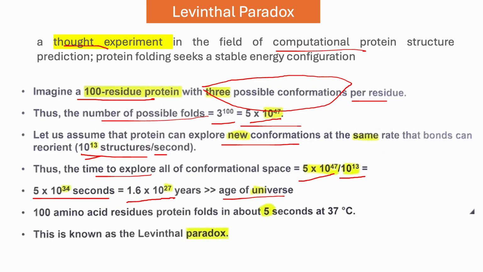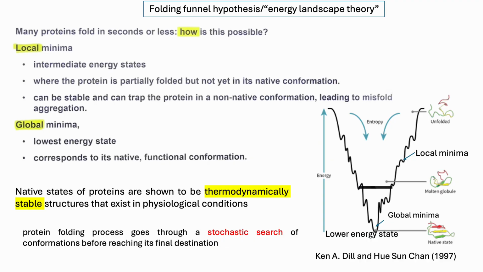But actually at 37 degrees Celsius, a 100 amino acid residue protein can fold within a few seconds or even within milliseconds. So how is it possible? This is called the Levinthal paradox. Let's solve it. To solve this Levinthal paradox, Ken A. Dill and Hue Sun Chan in 1997 said that proteins do not search randomly through all the conformations. Rather, they follow a funnel-like structure, which they called the folding funnel hypothesis or energy landscape theory.